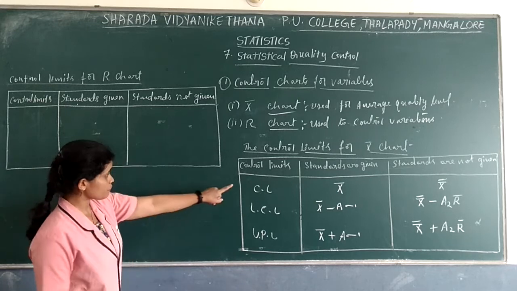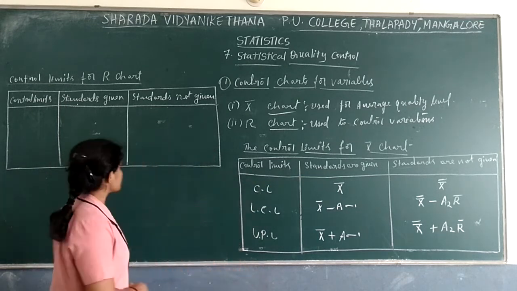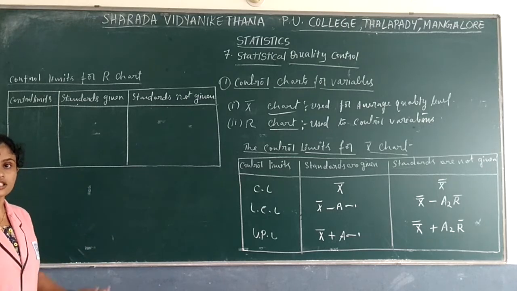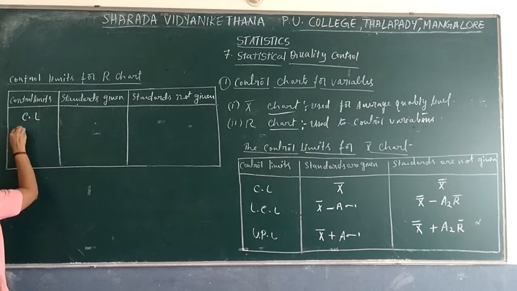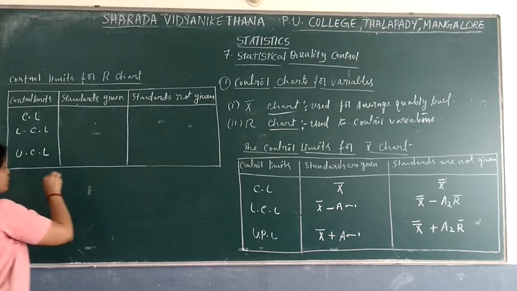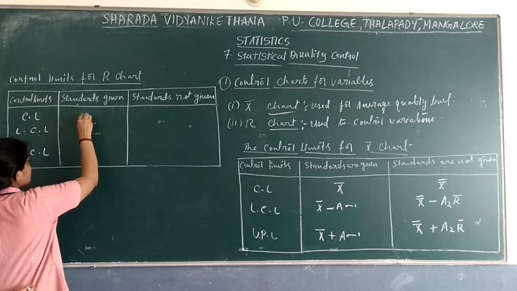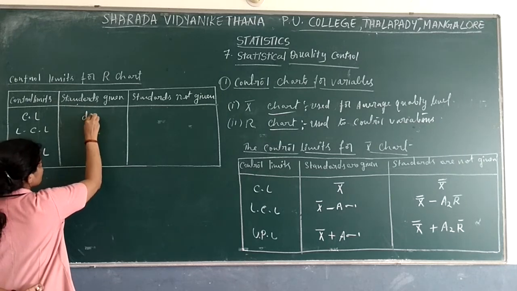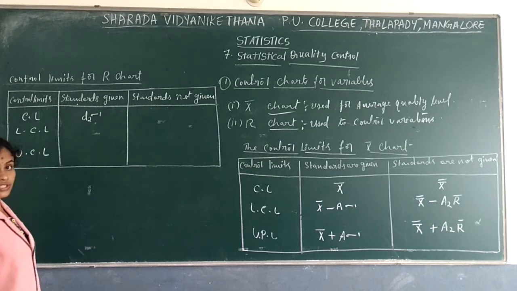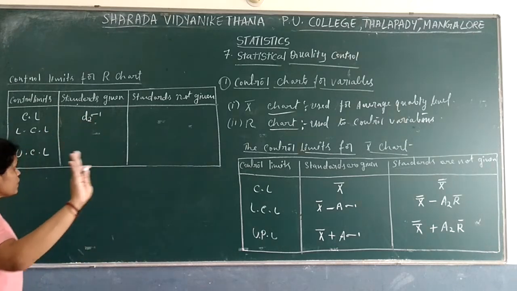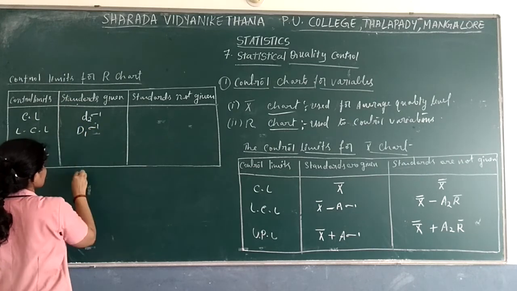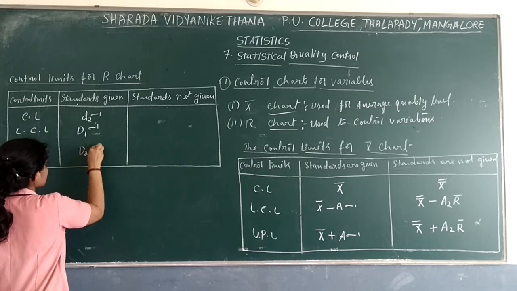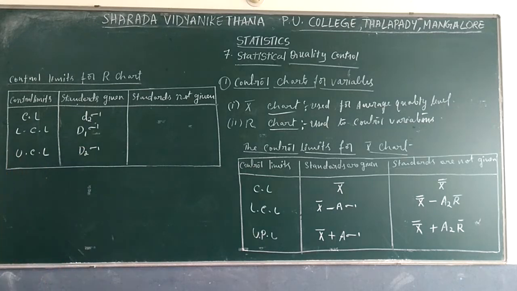That is in case of control limits for X bar chart. Then we see control limits for R chart or range chart. Here also control limit chart will be 3: that is center line, lower control limit and upper control limit. Here how your limits will come. In case of standards are not given, D2 and standard deviation dash. This standard deviation dash will be given in the problem. And in case of lower control limit, D1 standard deviation dash and D2 standard deviation dash. That is in case of standards are given.